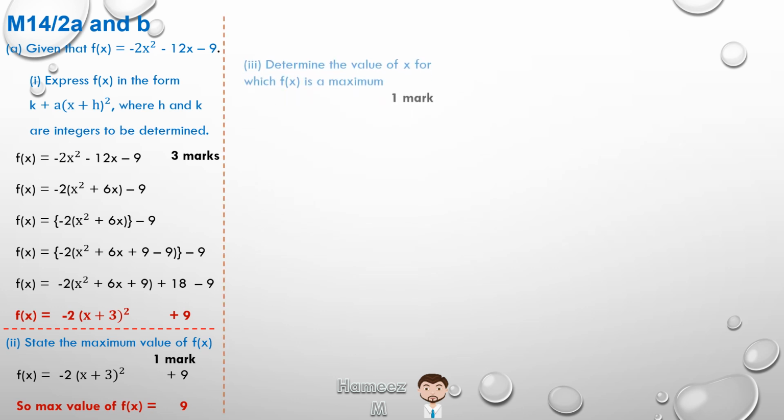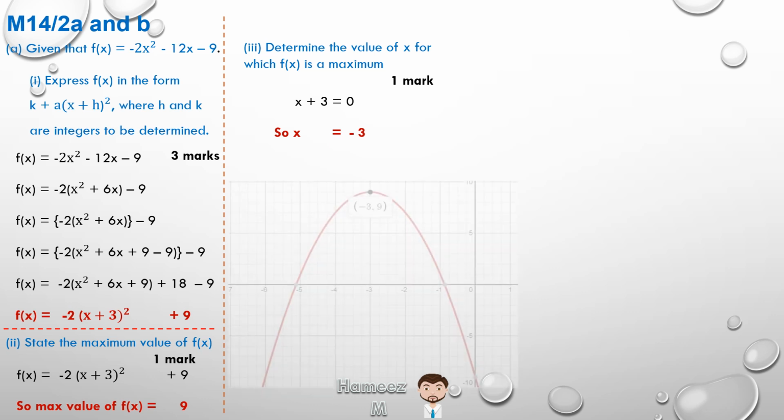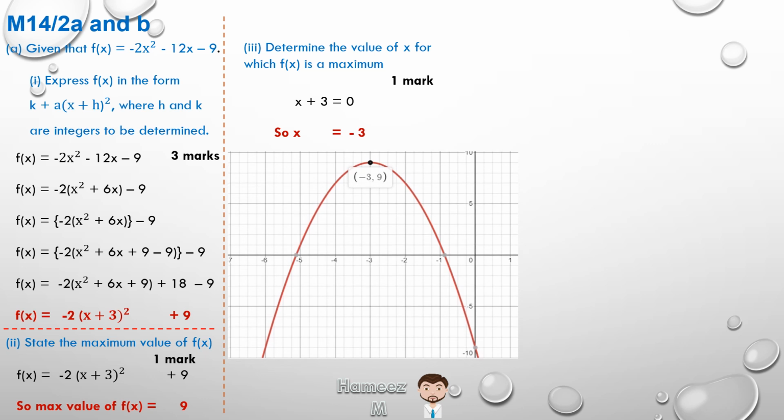Part 3. Determine the value of x for which f of x is a maximum. So how did that happen? It is when the brackets x plus 3 is equal to 0. So x will be equal to minus 3. And let me show you what the graph looks like. So when we bring up the graph, we can see it intersecting at 2 points there. But more importantly, for completing the square, we can find the maximum point, which is minus 3, 9.